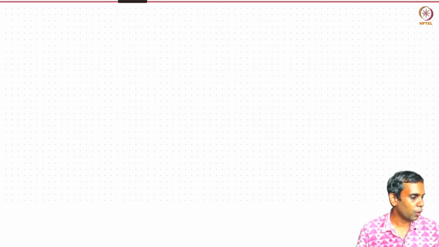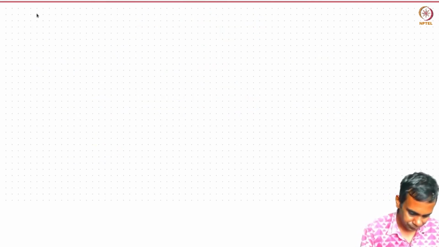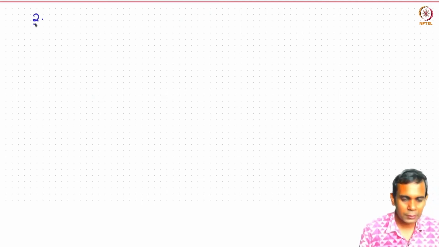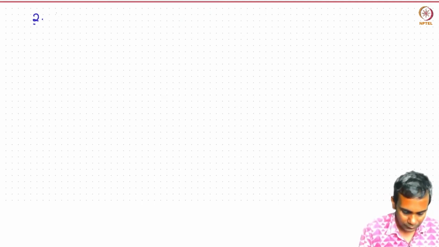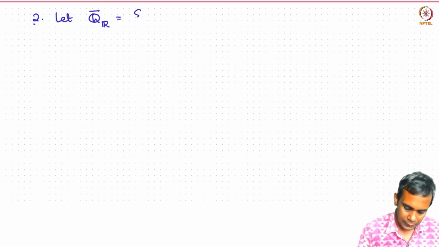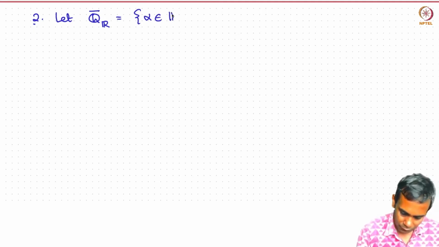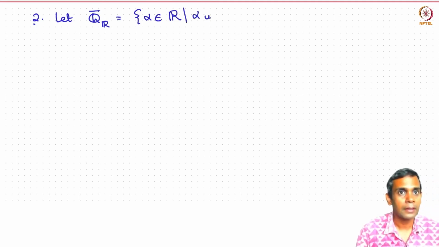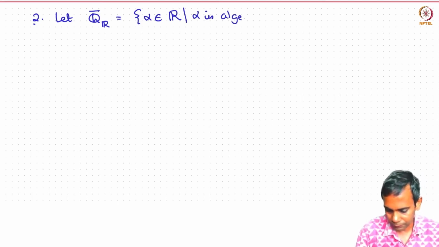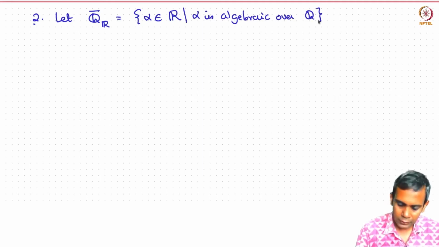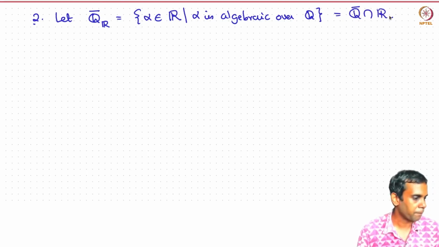Okay, now let's move on to problem 2. For this problem, let's define a subfield of Q bar. I'll call it Q bar subscript R. It's the set of real numbers alpha such that alpha is algebraic over Q. So this is nothing but Q bar intersect the real numbers.